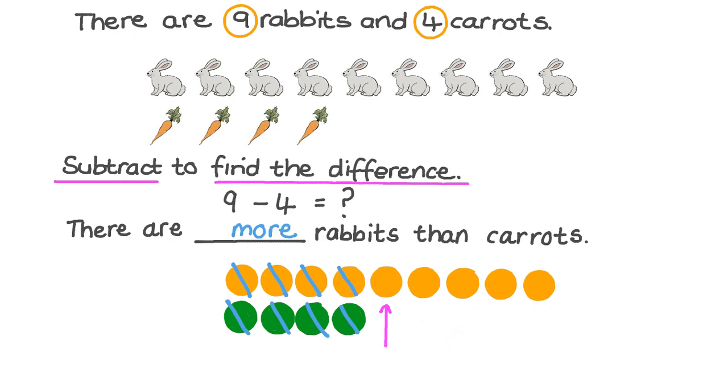1, 2, 3, 4, 5. There are 5 more rabbits than carrots. The difference between 9 and 4 is 5. 9 subtract 4 equals 5. There are 5 more rabbits than carrots.